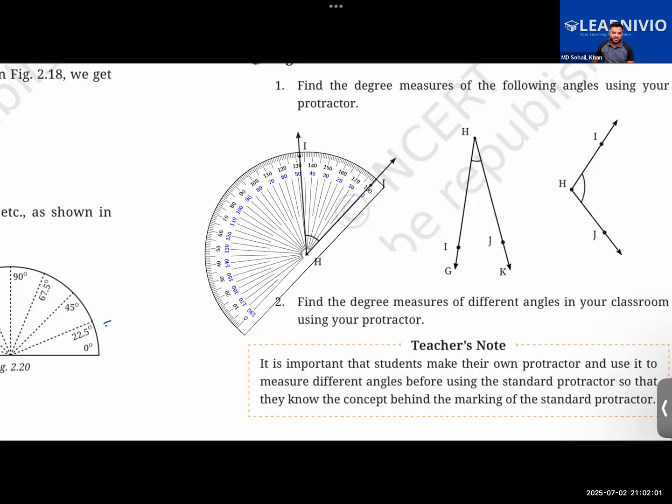You open page number 53 from your book. I believe it's page number 50. Let me check it on my phone. Which page exactly is that? I have a question for measuring the angles. It's page 59, by the way.